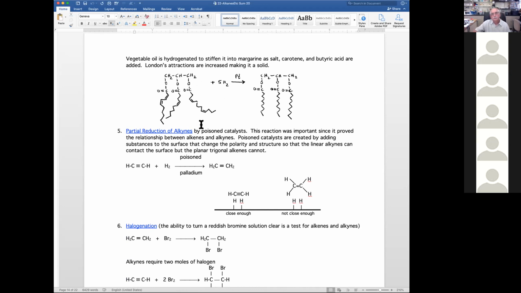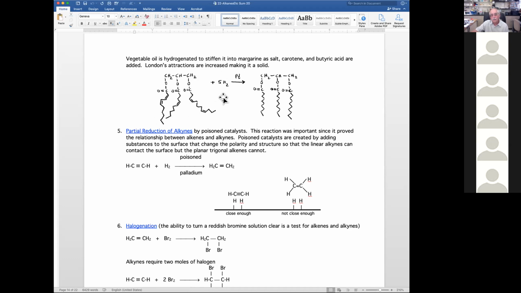So if I'm going to saturate this all the way, I'm going to need 1, 2, 3, 4, 5 equivalents of hydrogen. Okay. So this is a liquid, so it's called an oil. If I stiffen it up like this, it becomes a solid, so it now becomes a fat. So how do you make margarine? You partially hydrogenate it until you get to the right consistency that you want.